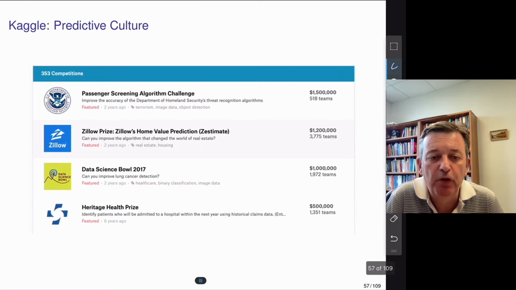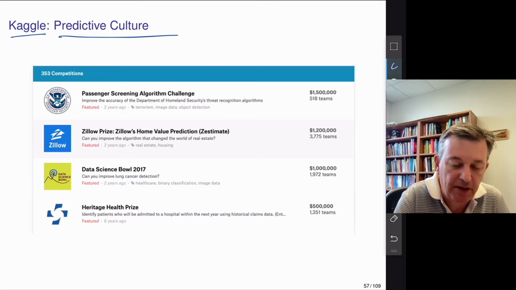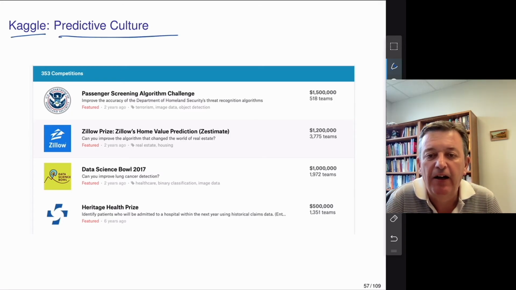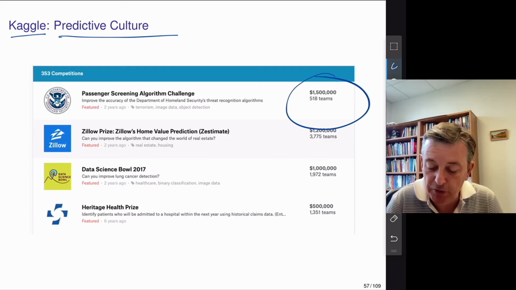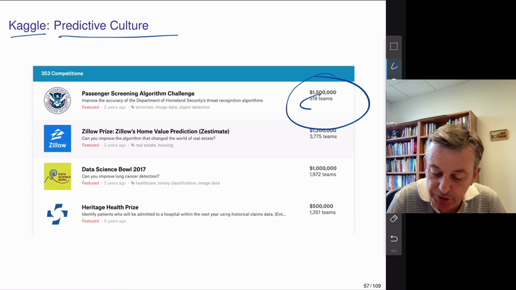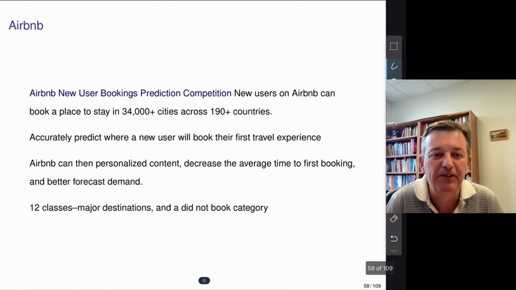I've mentioned this before, but it's a great website to go to: Kaggle. It basically describes a predictive culture, and there are a lot of competitions with prizes. Although I do warn you, when you see a $1.5 million prize, also realize that there are 518 teams competing for that, and it's not uncommon for a team to have 20 people in it. So it's not that easy to win these things.